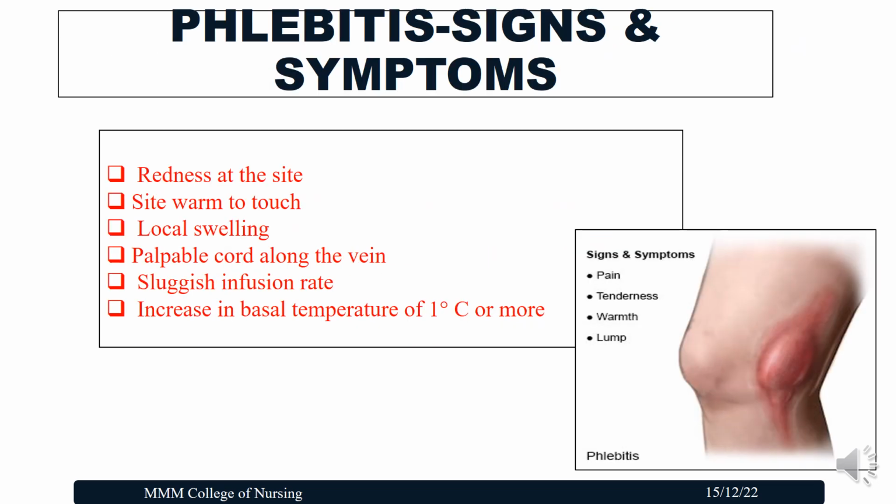Phlebitis signs and symptoms. So what are the common signs and symptoms associated with phlebitis? There will be redness at the site. The site will be warm to touch. There will be local swelling. Palpable cord along the vein. When we palpate the site, we can feel a hard area, a palpable cord along the vein. Sluggish infusion rate. So the fluid which we are administering through the site will go very slowly. Increase in the basal body temperature of 1 degree Celsius or more.